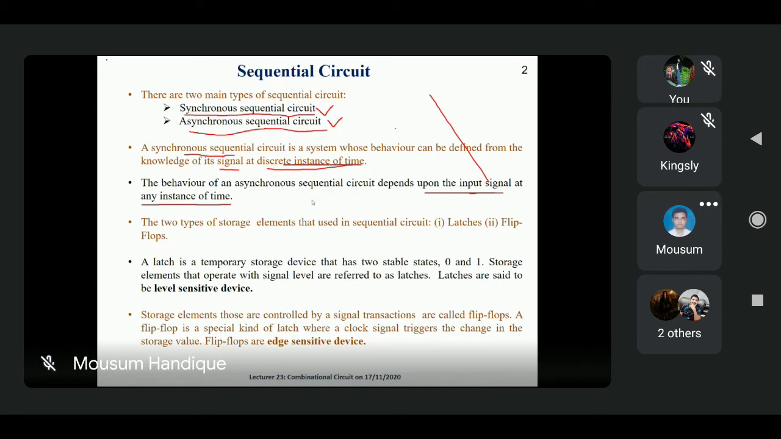Okay. So for these memory elements, there are two types of storage elements, or you can say memory elements. One is called a latch, and another one is called a flip-flop.